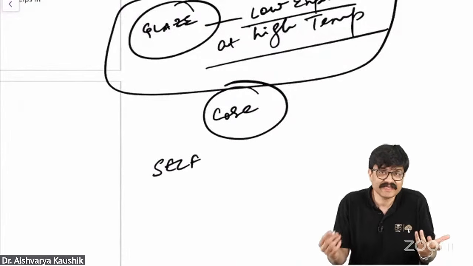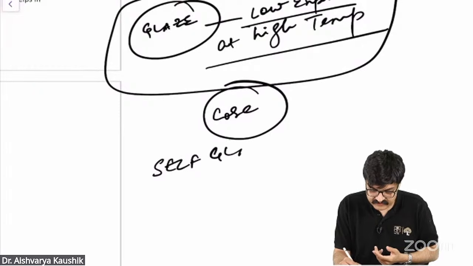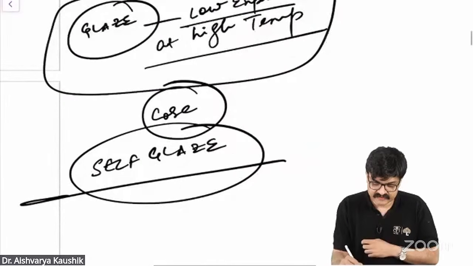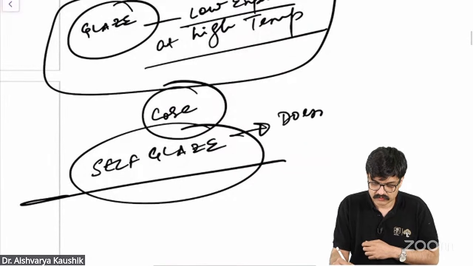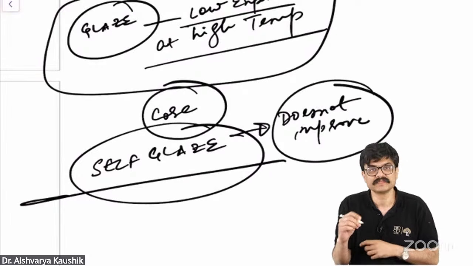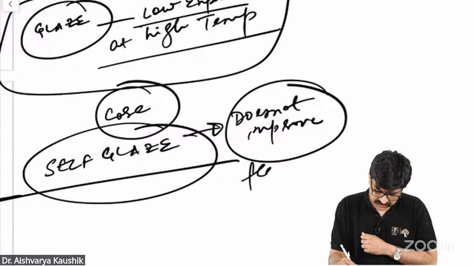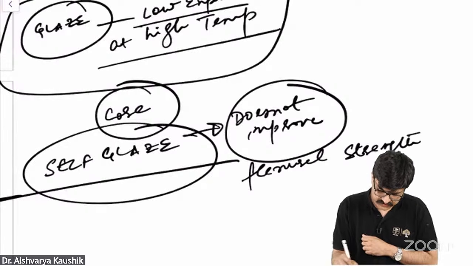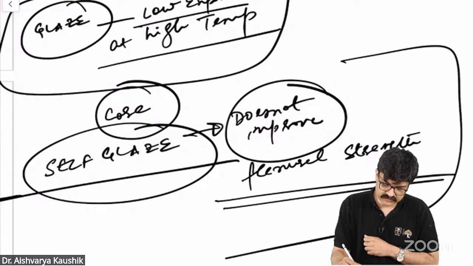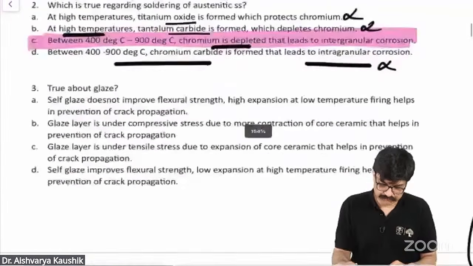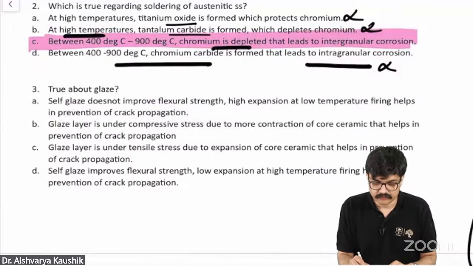The other important thing, which Phillips does not mention, only Craig mentions. So as I said, this is one of those outliers you are not supposed to answer if you don't know. So self-glaze, there's an important point: self-glaze does not improve the flexural strength. Okay, so that is also a fact with glaze. You just have to memorize this. Does not improve flexural strength. So first option, self-glaze does not improve flexural strength.